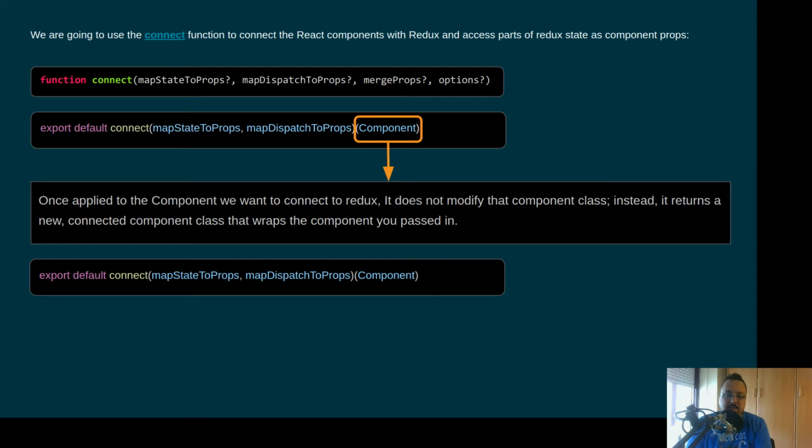What does this mean? Once applied to the component which we want to connect to Redux, React-Redux doesn't modify that component class. Instead, it returns a new copy, a new connected component, that wraps inside that component. It just makes a wrapper that connects to Redux and gives you the state inside the component.